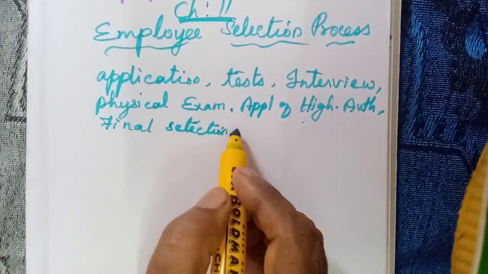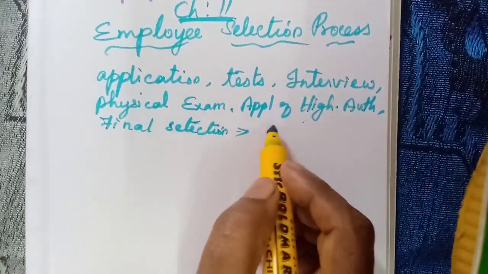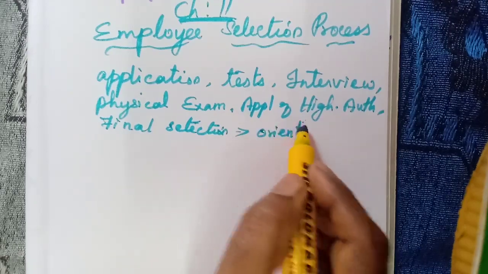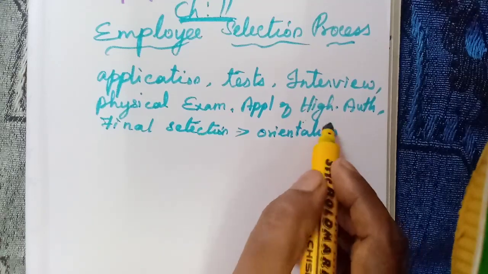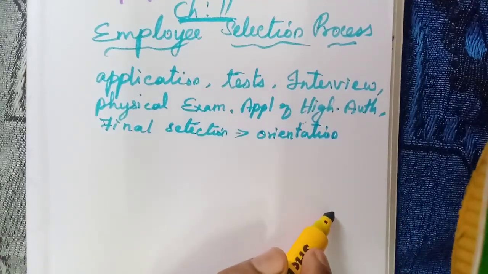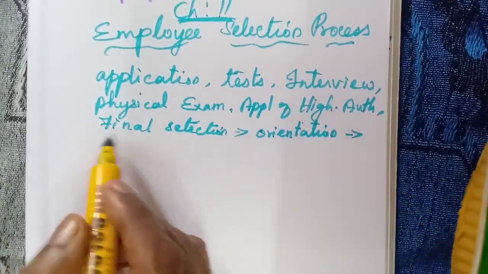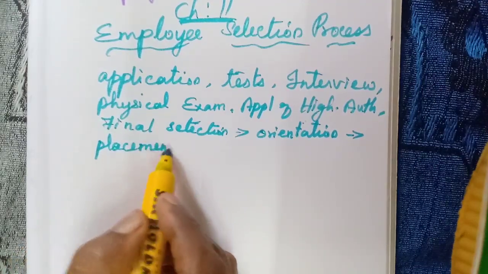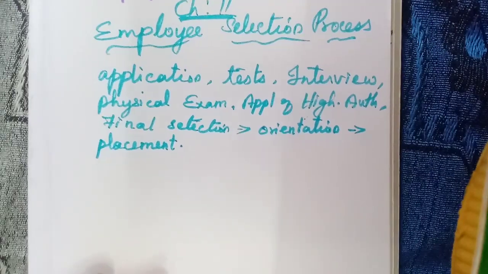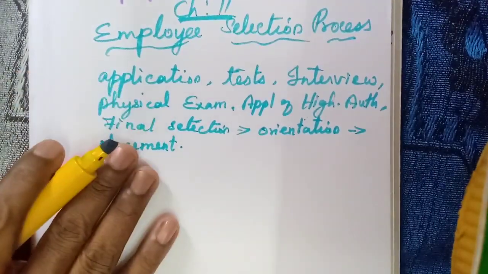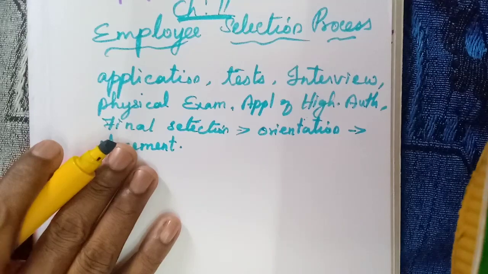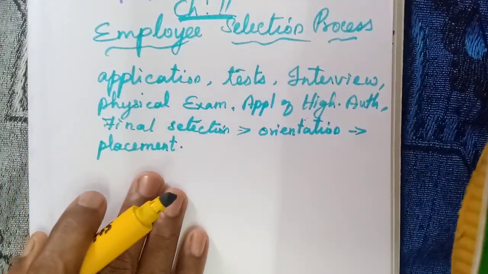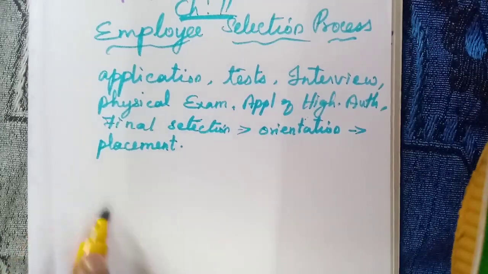After selecting, they will hand over these candidates for an orientation program. They will give some training to the selected candidates. After getting the orientation, they will make the placement. Placement means appointment to a particular job. This is the usual process. After this, we are going to learn each step in detail. Before that, we need to learn the definition.